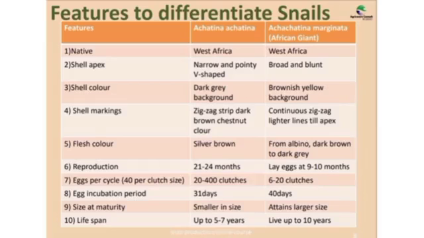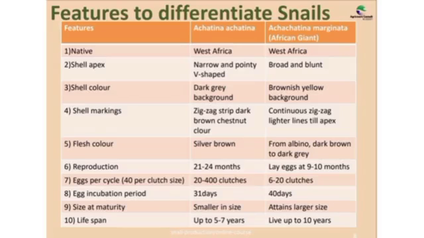So the two types of snail are native to West Africa. That is Achatina achatina and Achatina marginata are native to West Africa. For the second feature, that is the shell apex or the shell tip, for Achatina achatina, the shell ends as a narrow, pointy V-shaped end. While for Achatina marginata, that's the giant African snail, the shell ends as a broad, blunt tip.